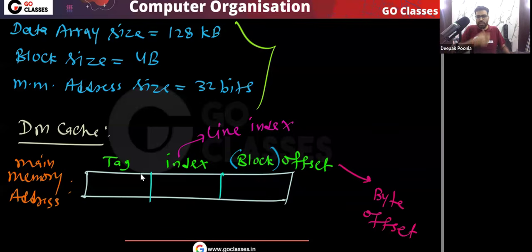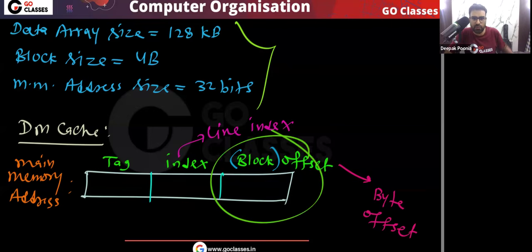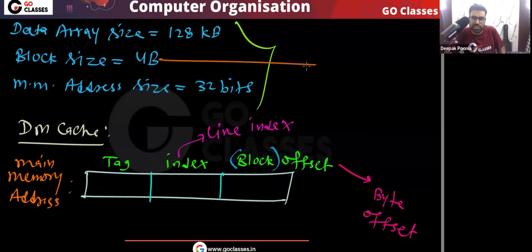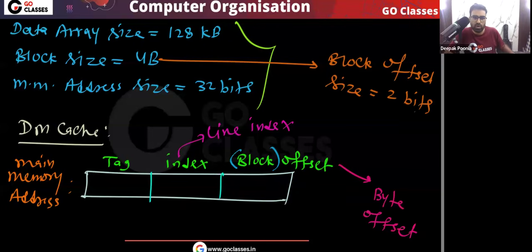Now let's see the size of the tag field, how many bits I need for tag. Very simple. First you find the block offset size, how many bits you need for block offset. The block size is 4 bytes. How many bits do we need for block offset? That will be 2 bits, because in one block you have 4 bytes, so to identify one of them, you need 2 bits.